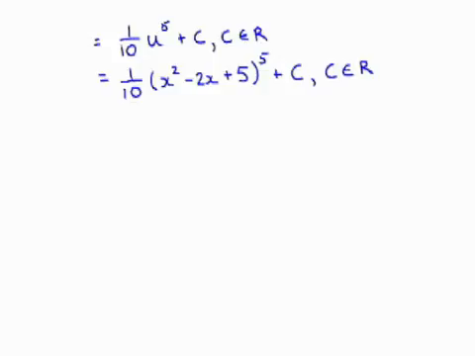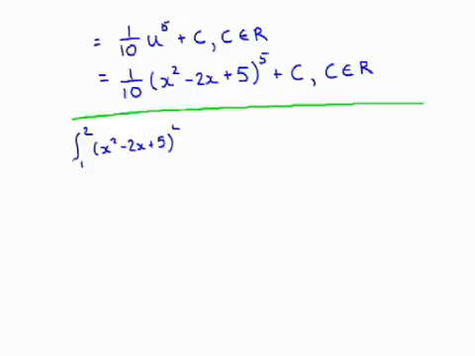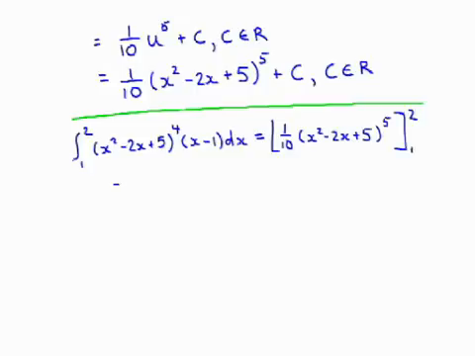case. We were given an upper and lower limit, those being 1 and 2. So we now have to evaluate that definite integral. And that's what I'm showing on my next line. And when I do so, I end up with an answer of 210.1.